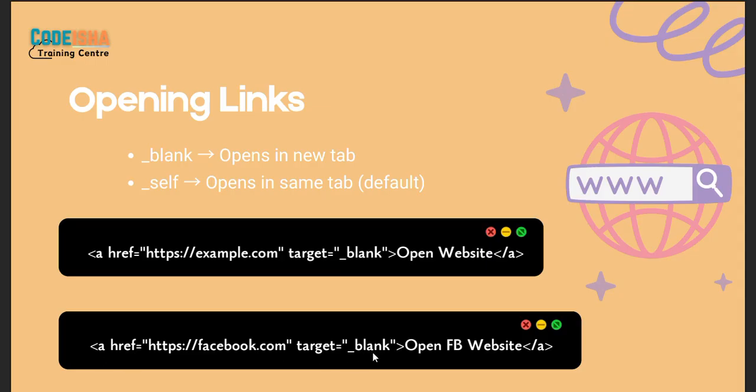Here is also a simple use case, that is Facebook, okay. When we click on that Facebook link, it will open in a new tab, okay. See here, when we use the target value underscore blank, it opens a new tab, right? So this is a simple example of opening links, okay. So up to here, okay, right?